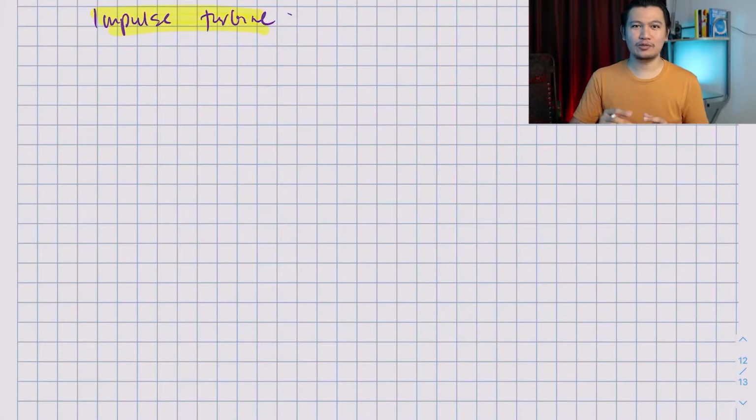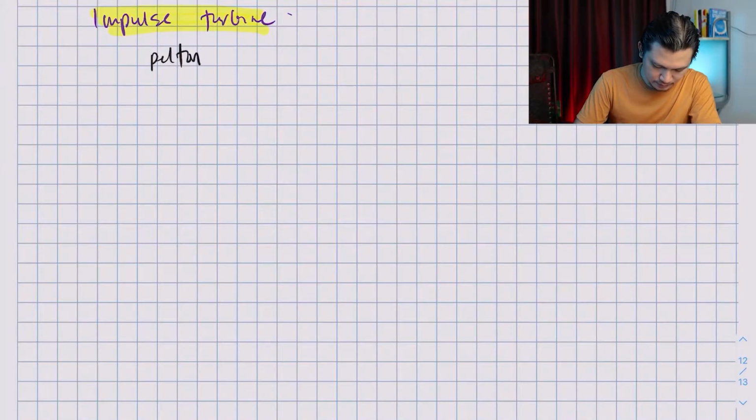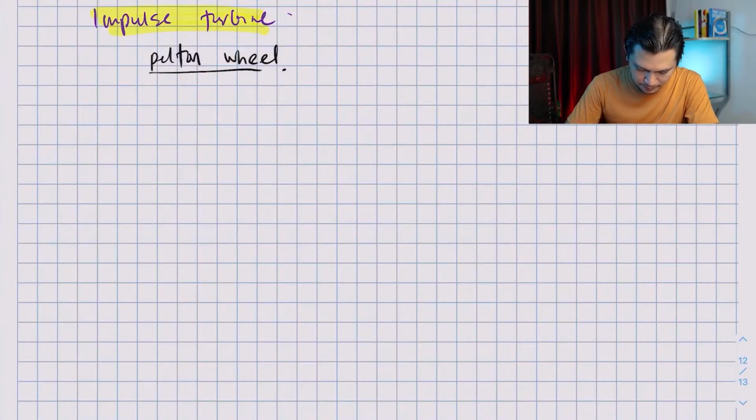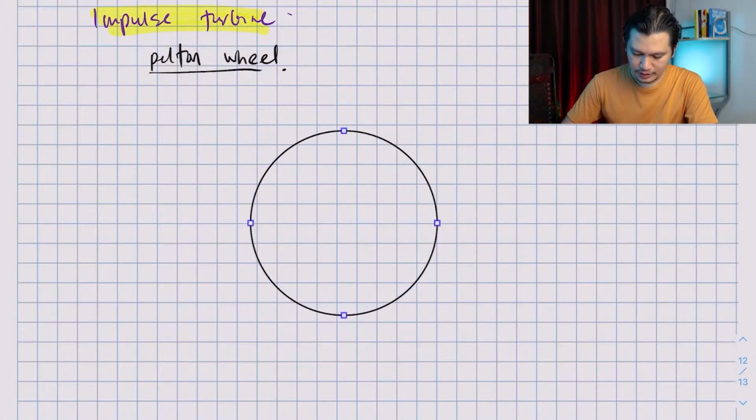For reaction turbine, one type is called Francis turbine. And for impulse turbine, one device is called the Pelton wheel. And it looks something like this. So Pelton wheel is basically a very big wheel with a few buckets around it. Okay, so you have buckets here.